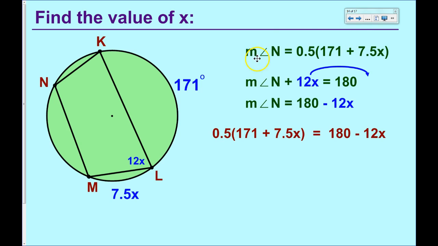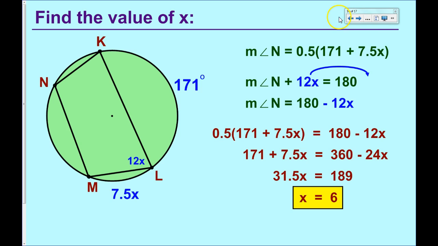In solving this equation, here's a technique you might know or might not: you might be tempted to distribute that 0.5. I don't like dealing with decimals that much, so I multiplied both sides of the equation by 2. That gets rid of the 0.5 on the left-hand side and doubles everything on the right-hand side. From there, it's just a matter of combining like terms and solving. You get a value of x equals 6.